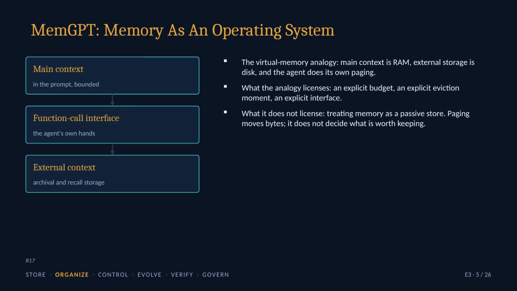What it does not earn is the idea that memory is a passive store. Paging moves bytes. It does not decide what is worth keeping, and that decision is the whole problem. That gap between moving bytes and choosing what to keep is where the next 3 architectures all try to live.